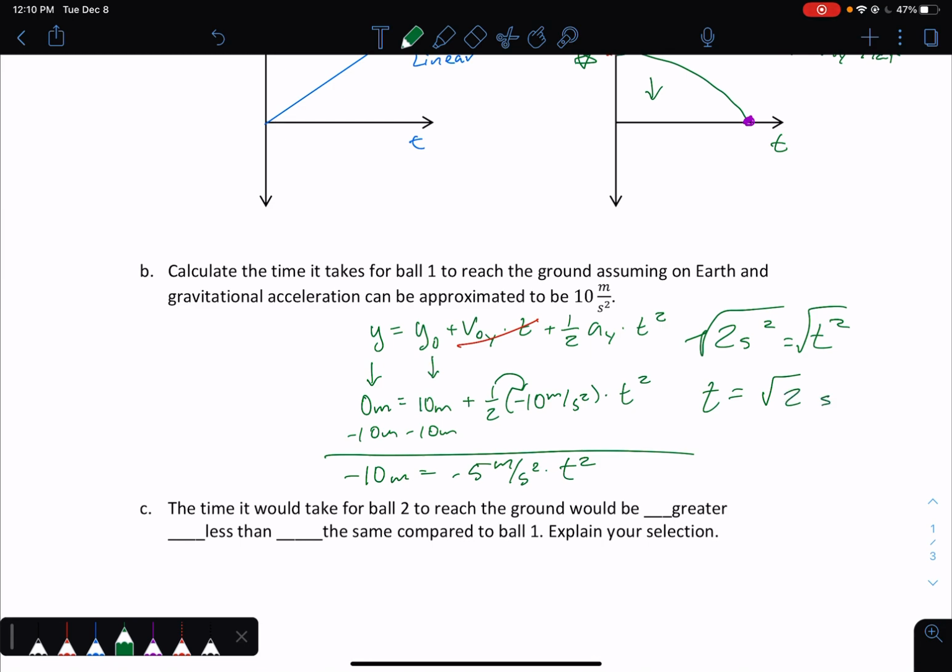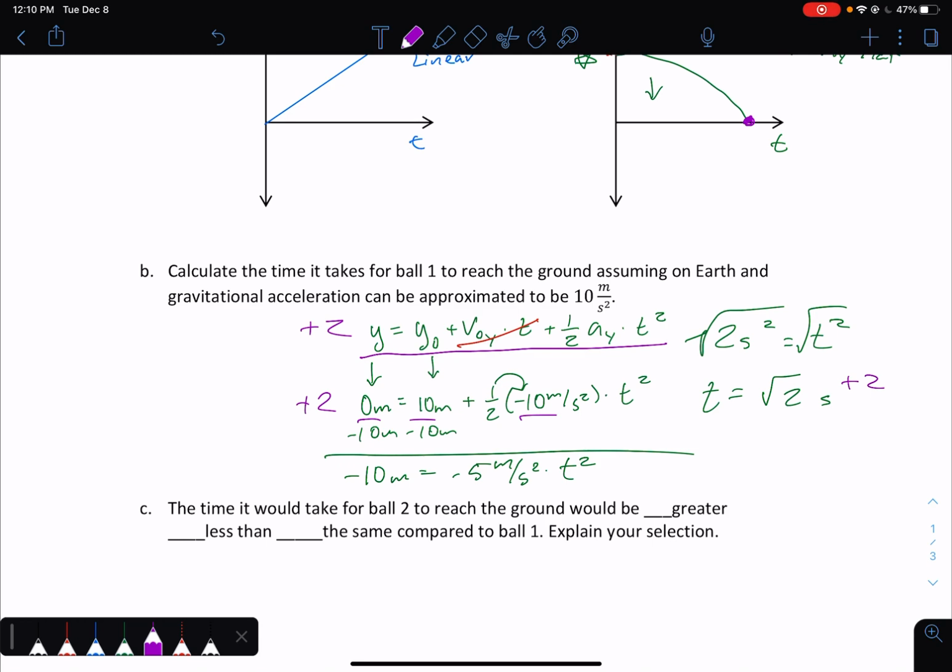And each step along the way here earned you points. So you got plus 2 points for showing the correct kinematic to use, plus another 2 points for showing the correct substitution of values, and then plus another 2 points for the correct answer.